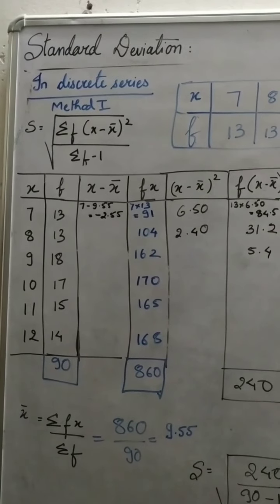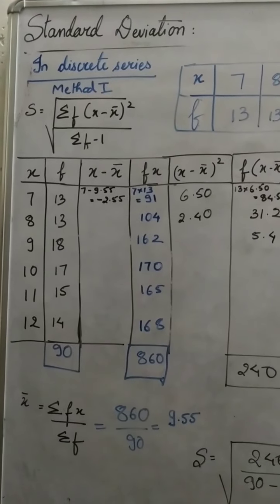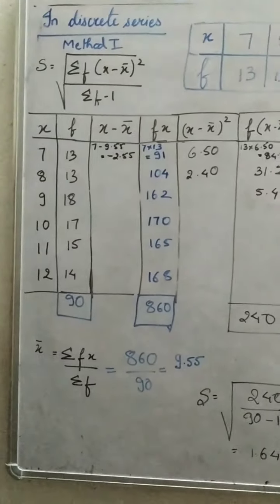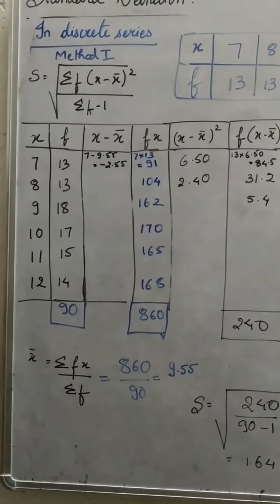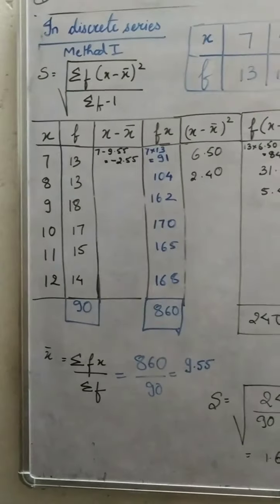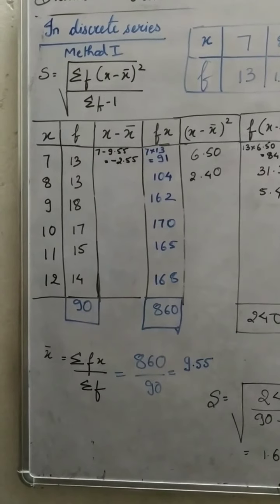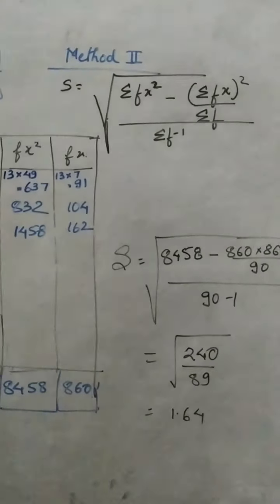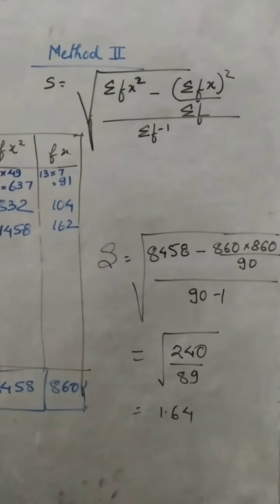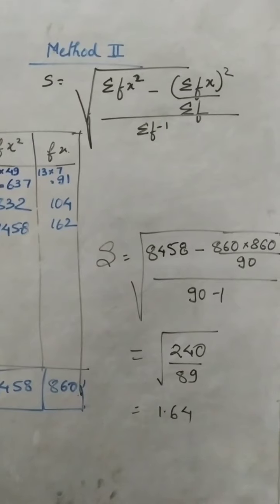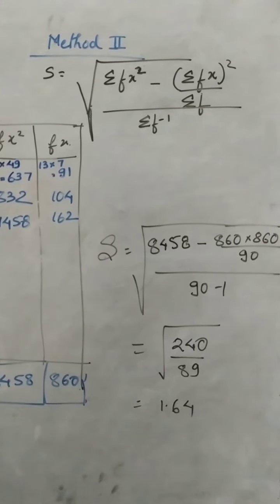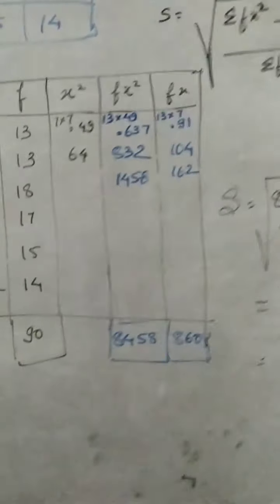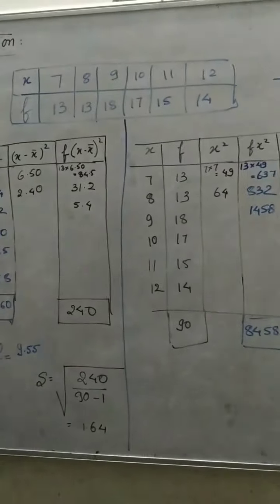Thank you. Moving forward to the discrete series, we find that there are two methods for discrete series. First formula is S is equal to under root of sigma f x minus x bar whole square divided by sigma f minus 1. And the second formula is S is equal to under root of sigma f x square minus sigma f x whole square divided by sigma f, whole divided by sigma f minus 1. Using both these formulas, we will solve one common question.